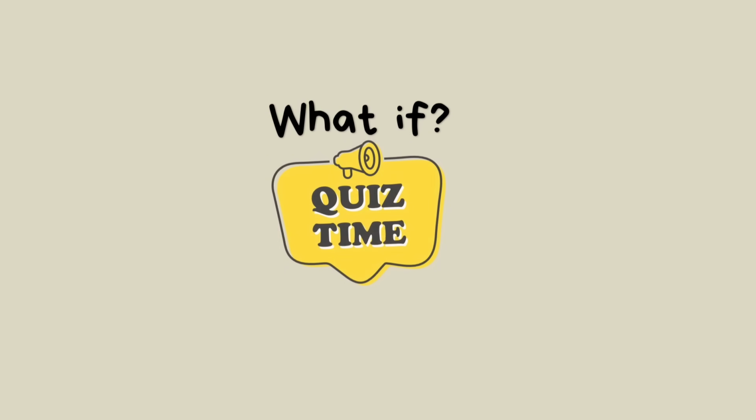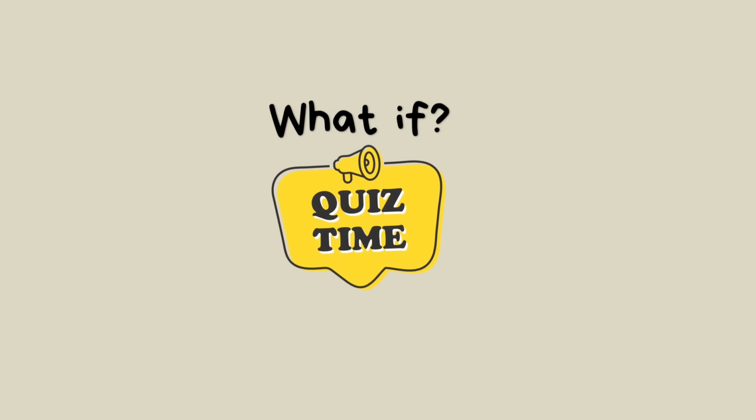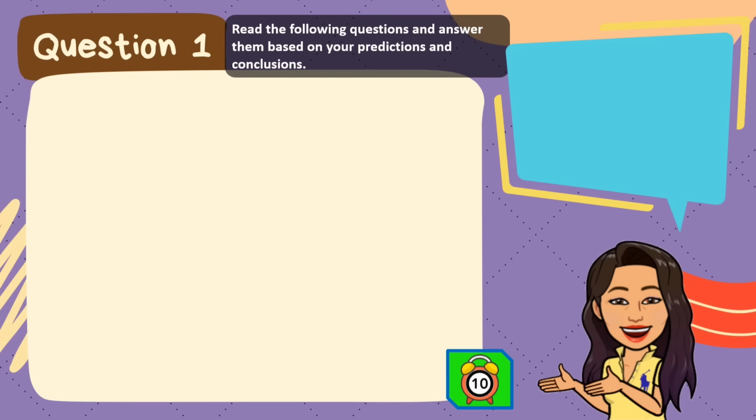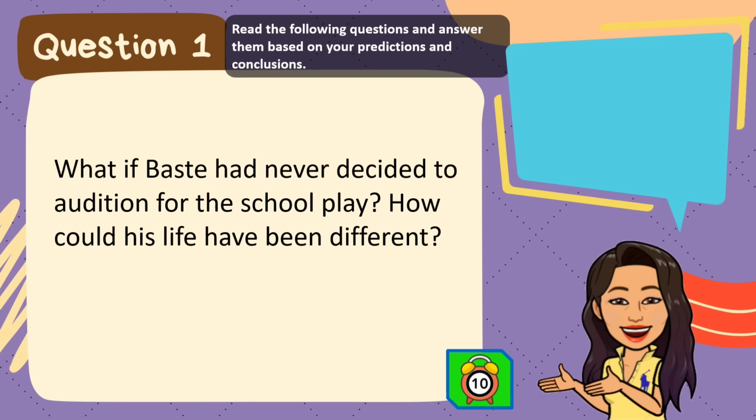Are you ready for a quiz? Review your notes if you need to. This time we are going to see how much you learned from our lessons. Read the following questions and answer them based on your predictions and conclusions. Question number 1. What if Bastet had never decided to audition for the school play? How could his life have been different? Please answer with complete sentences, minding proper capitalization of letters and using punctuation marks appropriately.